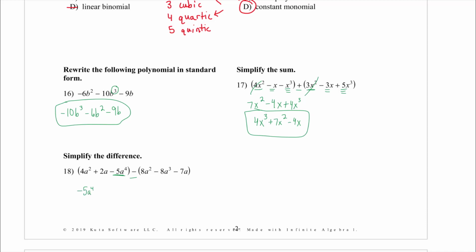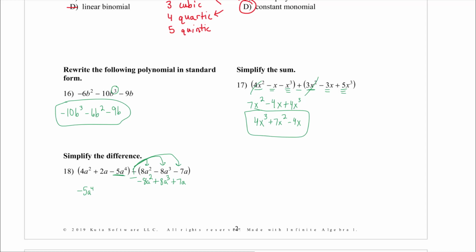Oh, but let's talk about what's different about subtracting. Subtracting, we need to think of each of these as the opposite sign. If I subtract 8a squared, what I can do is I can instead add a negative. If I subtract negative 8a cubed, that's like adding 8a cubed. If I subtract negative 7a, subtracting a negative is the same as adding.